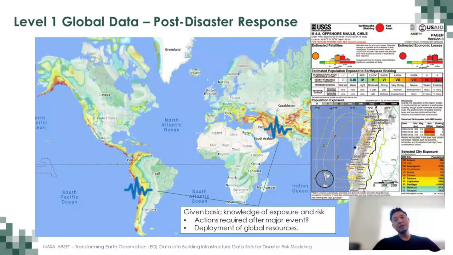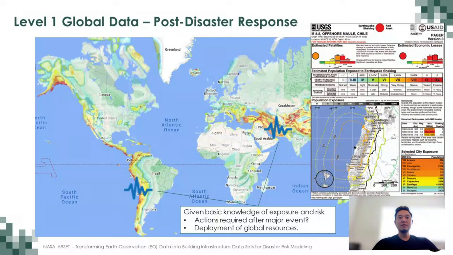So if a large event happens, how can this level one global exposure help with the post-disaster response? So PAGER, you're on the top right here. It's kind of the poster child for this type of response. It's a very rapid assessment and can help determine whether any of the pre-event anticipatory actions from the previous slide should be implemented.